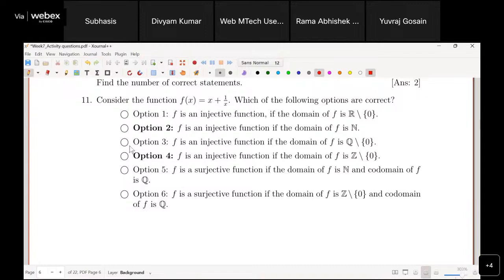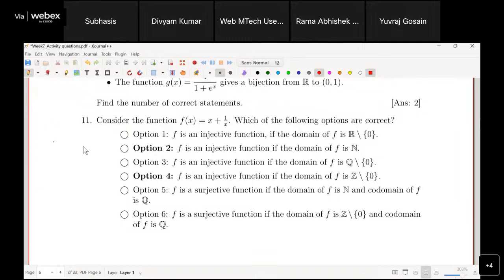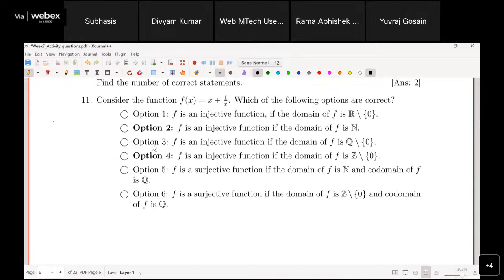So as you can see, this is asking which of the following functions are injective, or maybe surjective. So what is your function over here? Your function is f of x equals x plus 1 by x, right?